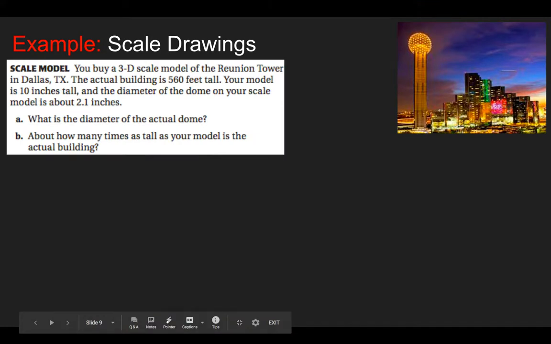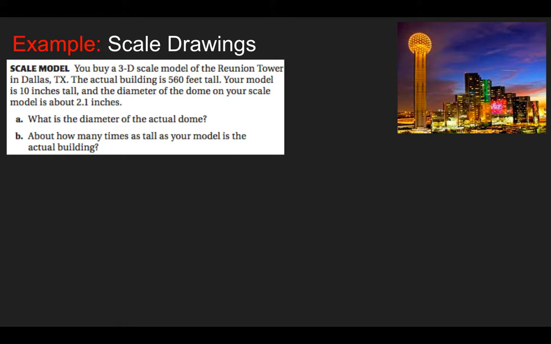You buy a 3D scale model of the Reunion Tower in Dallas, Texas. That's the tower on the right that you see that's gold with the big ball on the top of it. The actual building is 560 feet tall. Your model is 10 inches tall. The diameter of the dome on your scale model is about 2.1 inches. Part A. What is the diameter of the actual dome?